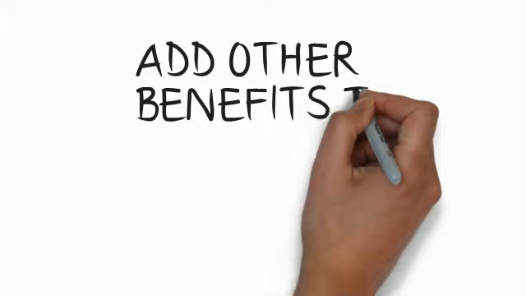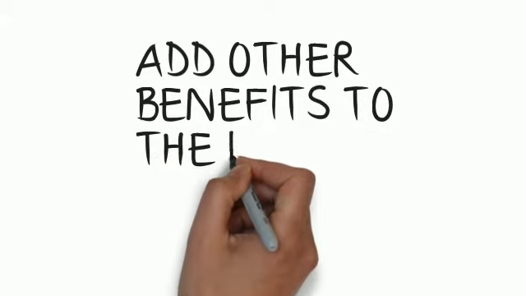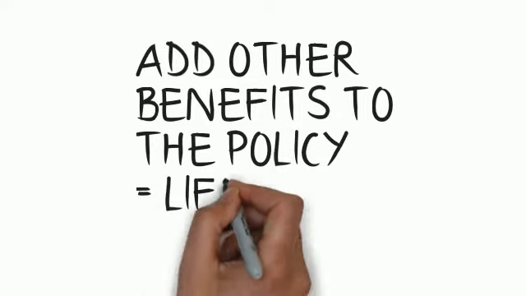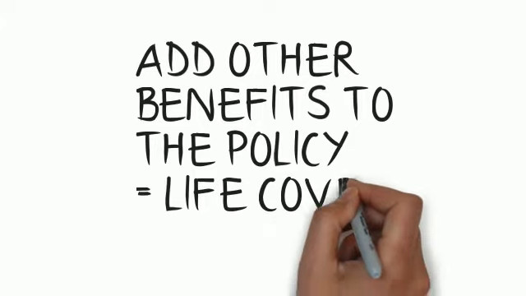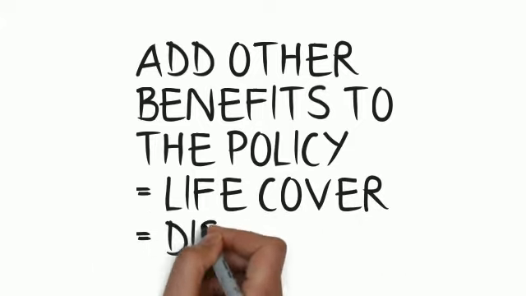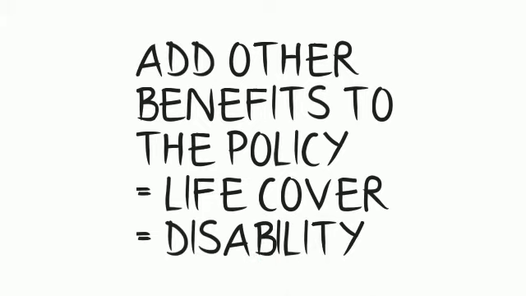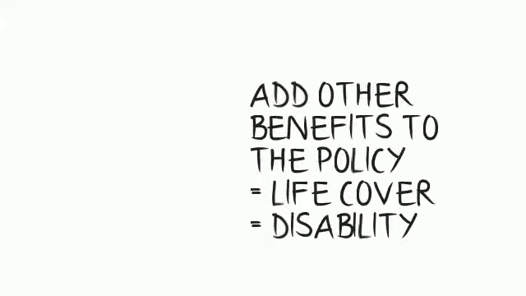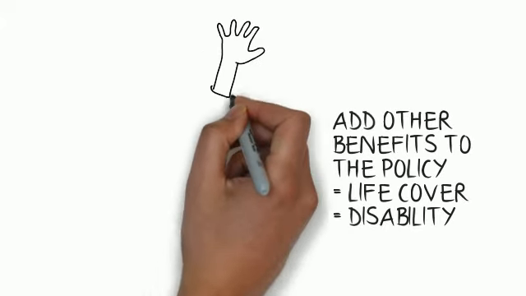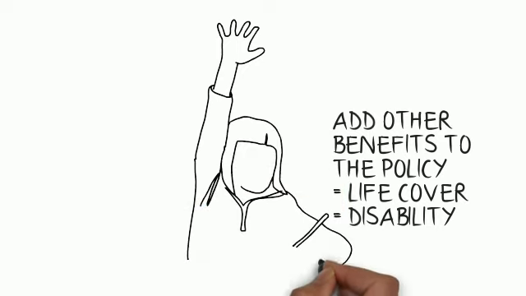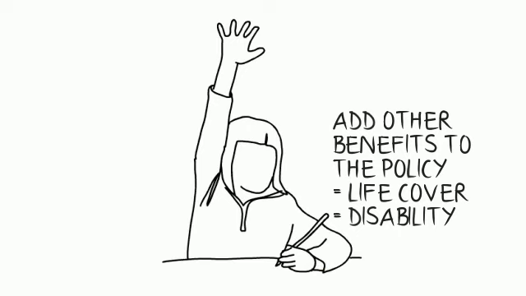You can add other benefits onto this kind of a policy. So you can add life cover, you can add disability. But what that means is that the cost of life cover or disability will be deducted from your premium before buying units. In other words, you buy fewer units because you pay for life cover first. You buy fewer units because you pay for disability first. But essentially, that's the name.